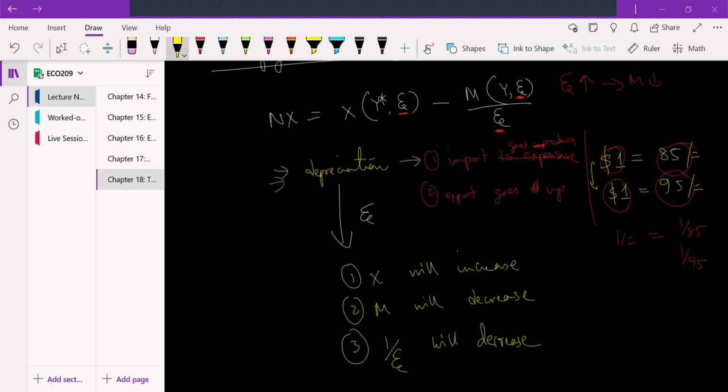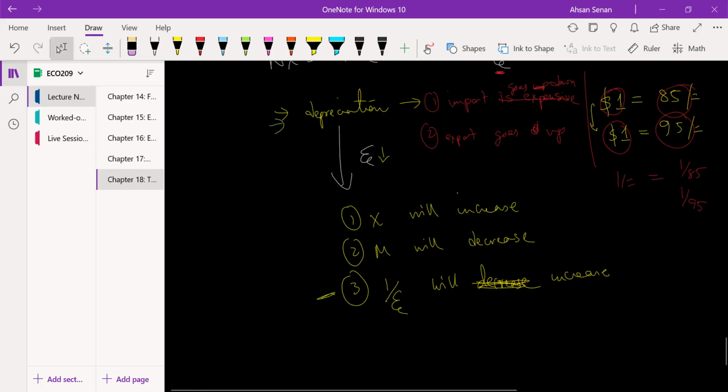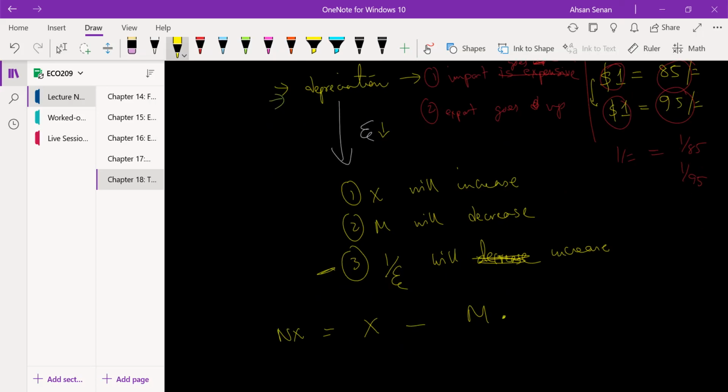No, sorry. This is decreasing. So of course, 1 by epsilon, this will increase. Okay, so when we consider the third effect, what's happening is, let me write down this equation, NX equal to, we have X, this is going up, that's fine. Minus, we have M, this is going down, that's fine. But we also have 1 by epsilon. This entire thing is going up.